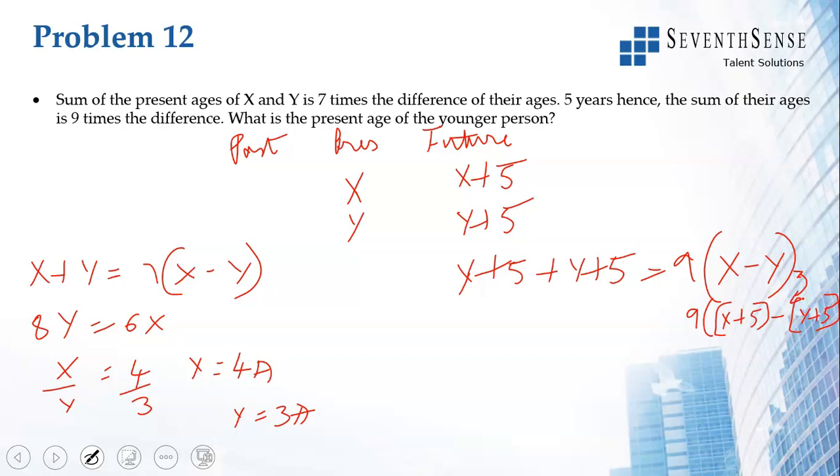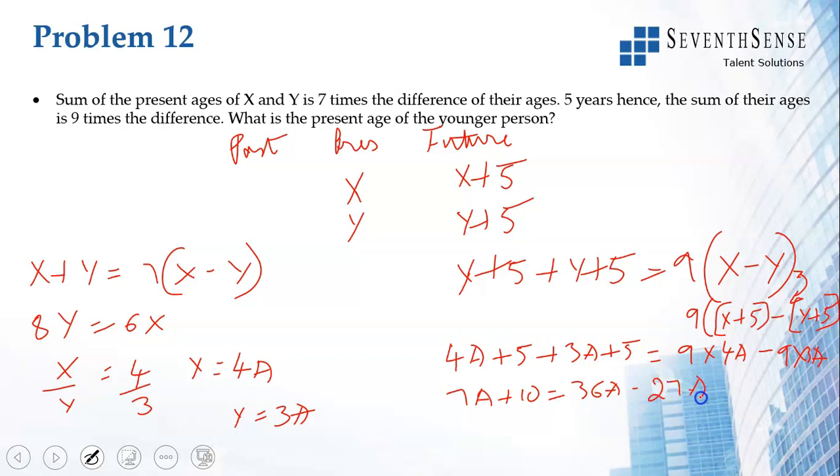So you get, for x you substitute 4a plus 5, plus for y you substitute 3a plus 5, is equal to 9 into x, 9 into 4a, minus 9y, 9 into 3a. 4a plus 3a, 7a plus 10 is equal to 9 into 4, 36a minus 27a. So you would get 10 equal to 9a minus 7a, which is 2a. So a is equal to 5.